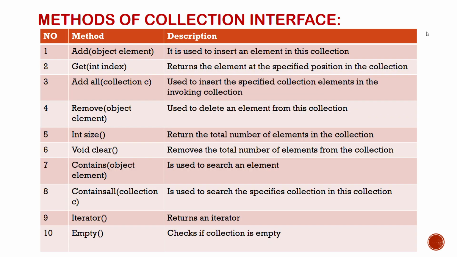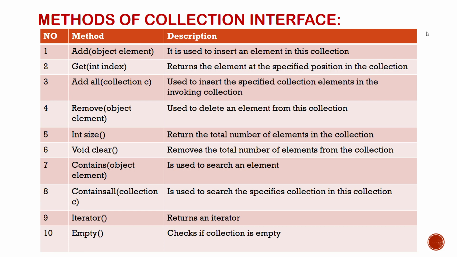So what are the methods of collection interface? First is add(Object element). It is used to insert an element in the collection. get(index) returns the element at the specified position in the collection. addAll(Collection c) is used to insert the specified collection's elements in the invoking collection. remove(Object element) is used to delete an element from this collection.